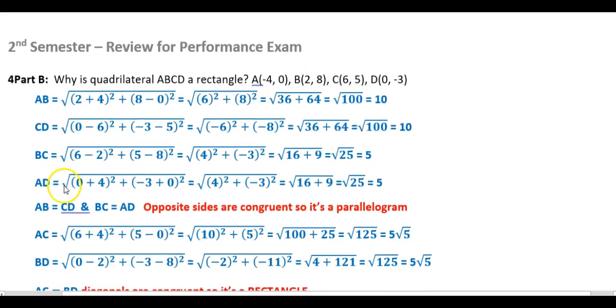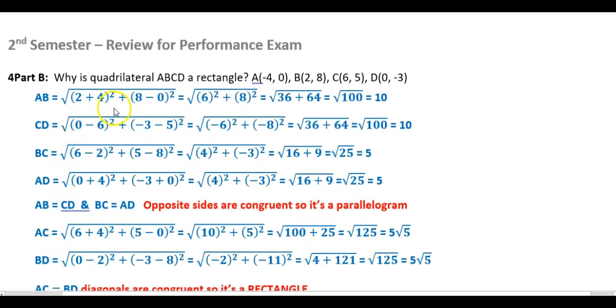This one says for part B, why is quadrilateral ABCD a rectangle? So what we have to do first is compare opposite sides. Now when I do this, I tend to like to draw what I'm given. So it's got A, B, C, D. And I do that because then it helps me orient which sides are opposite. So I know that side AB here is opposite CD.